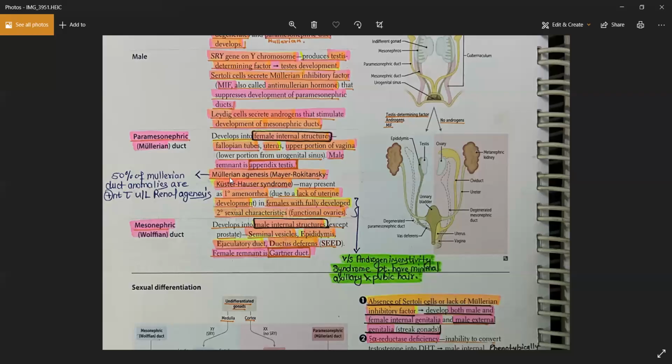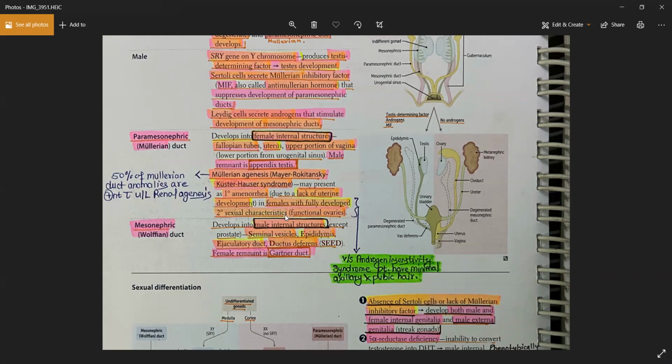But she will lack all the internal female genital structures, and she will end up having a vaginal pouch. The vagina is not connected to the internal structures, so it will end in a pouch. She will have a history of primary amenorrhea because of lack of uterine development. The female will have all the secondary sexual characteristics, and no male characteristic will be present because normal hair and normal hormones will be there, but she will have a vagina ending in a pouch.